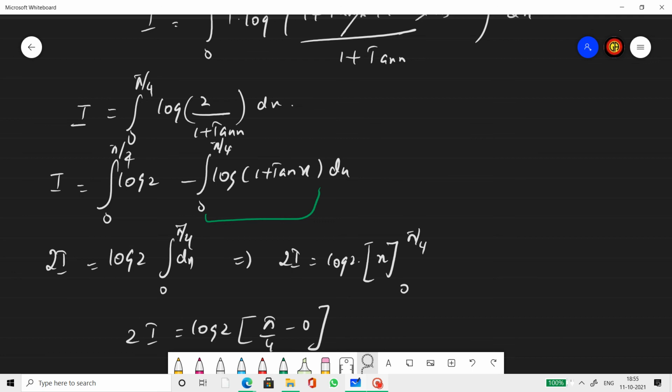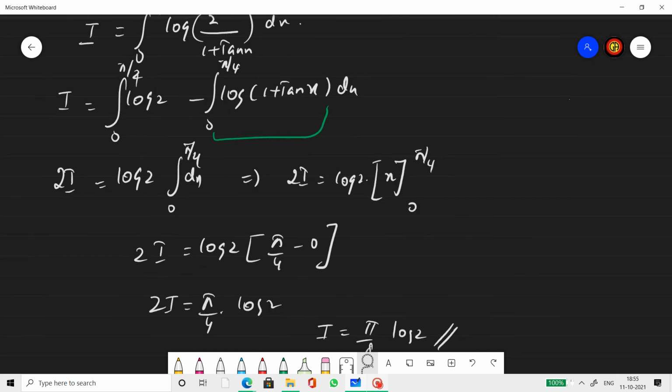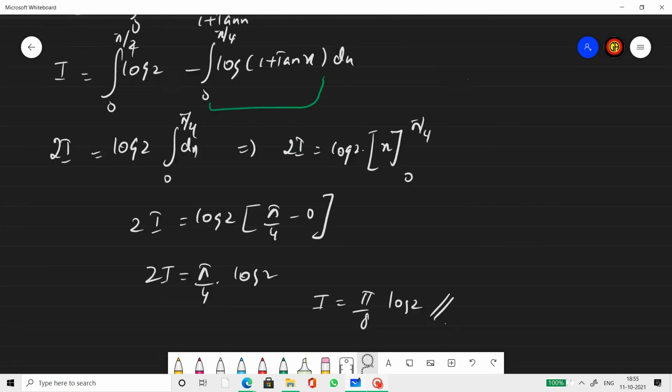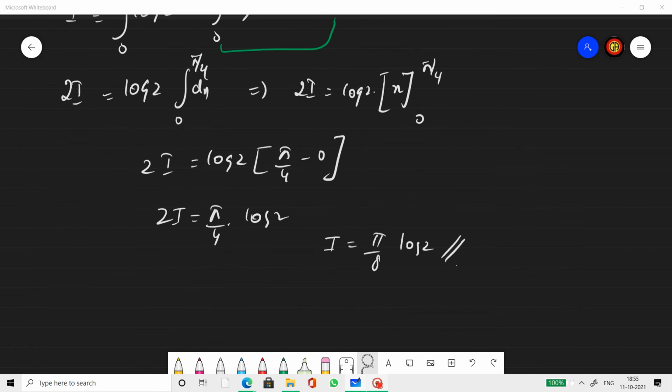Now once you split it, you will understand that you're getting the question back. So this happens sometimes. Whenever this property is used, you resume the question, so this will be I, so you get 2I. 2I equals log 2 dx, 0 to pi by 4. Now dx integration is x, upper limit minus lower limit will give you 2I equals log 2 into pi by 4. So answer is I equals pi by 8 into log 2.